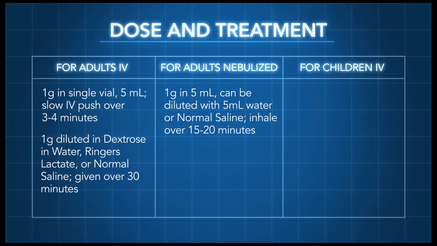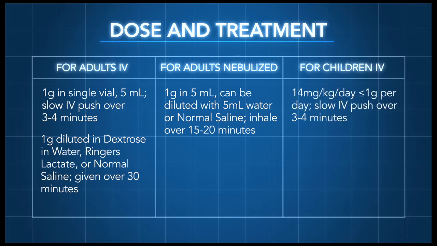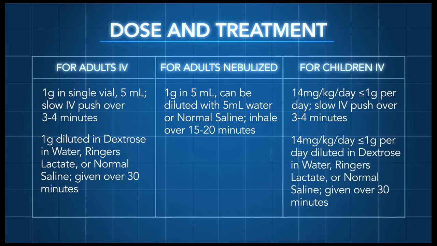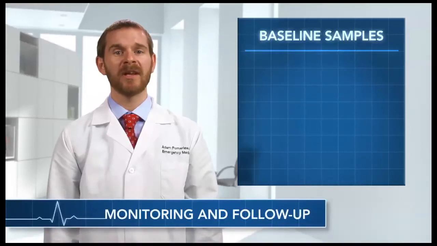For children, safety has only been established for IV administration of calcium and zinc DTPA, and dose is calculated based on the child's weight. When administered to children intravenously, 14 milligrams per kilogram per day, not to exceed 1 gram per day, of calcium DTPA or zinc DTPA can be administered via slow IV push over 3 to 4 minutes. Or 14 milligrams per kilogram per day, not to exceed 1 gram per day, can be diluted in 100 to 250 milliliters of 5% dextrose in water, Ringer's lactate, or normal saline, and administered over 30 minutes.